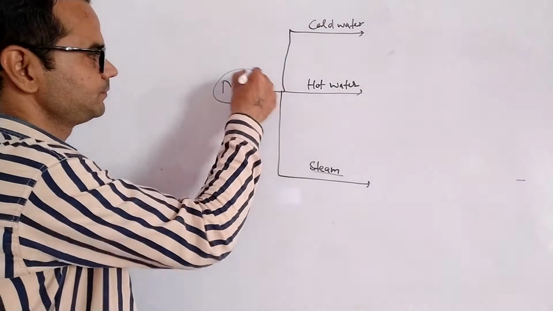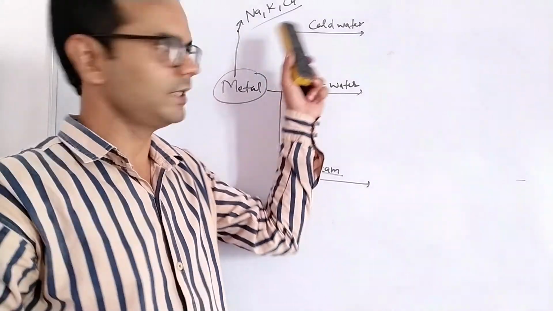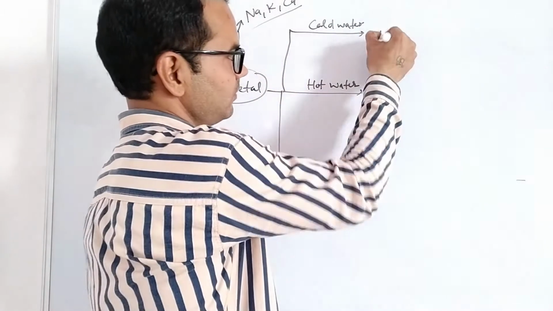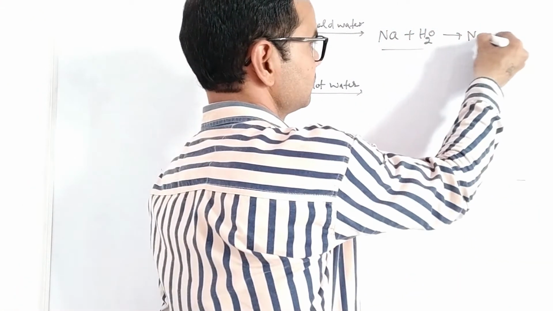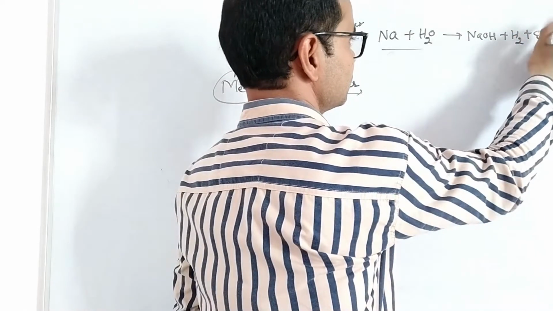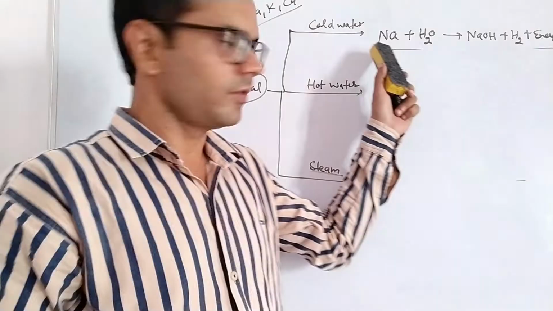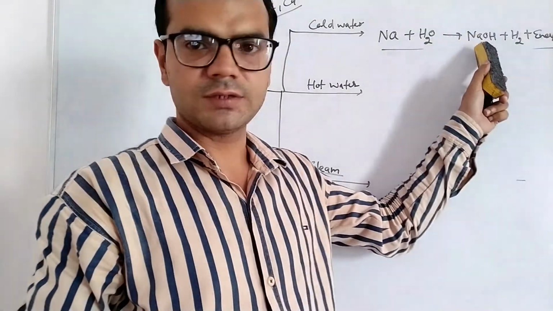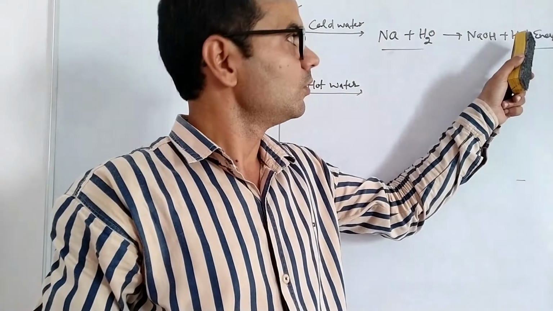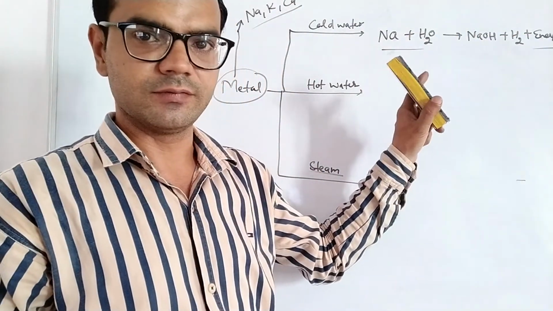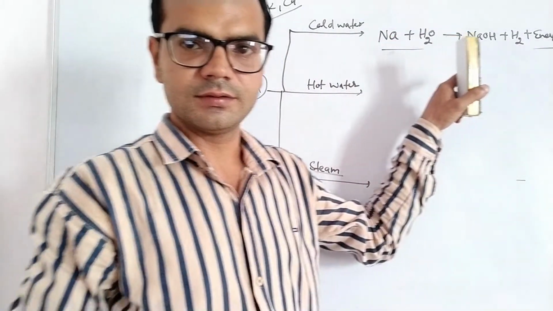Highly reactive metals like sodium, potassium, calcium react with cold water. If a piece of sodium is dropped in water, then sodium hydroxide and hydrogen gas are released, plus a large amount of energy is released, and this energy is sufficient to ignite the hydrogen. Here hydrogen gas will burn. We will see fire in the container or beaker, right?